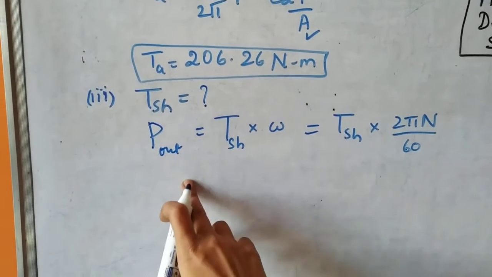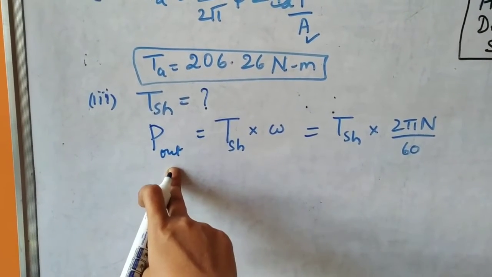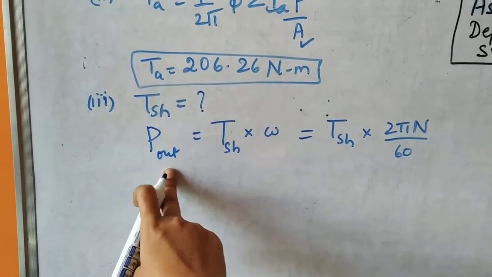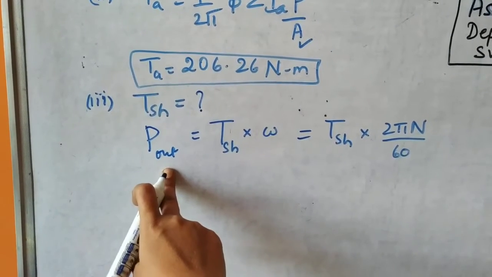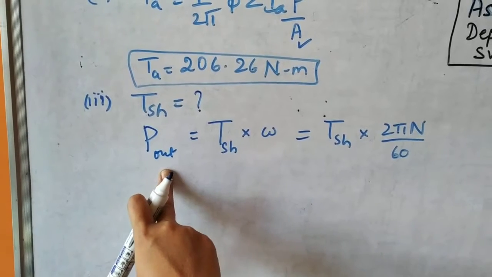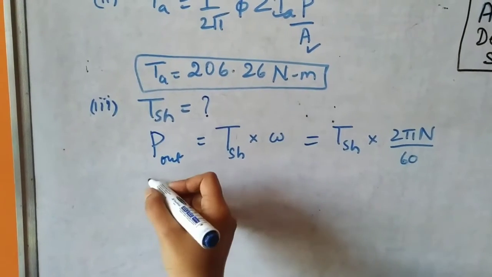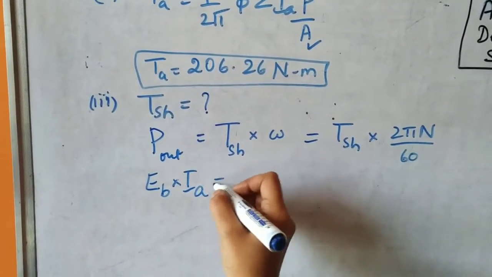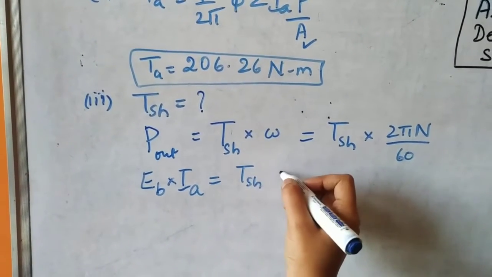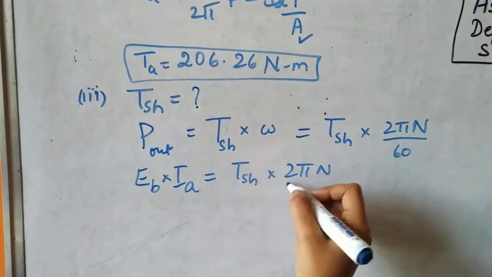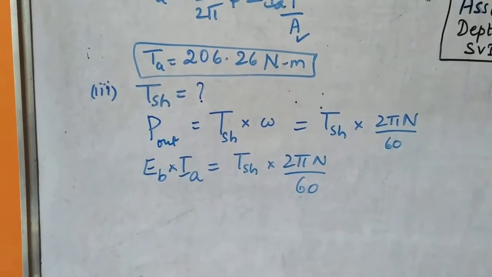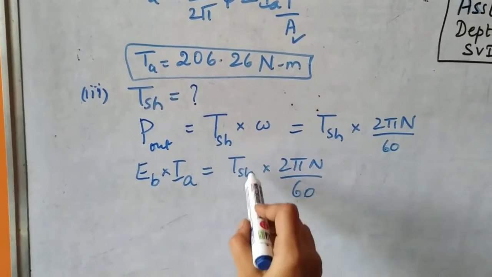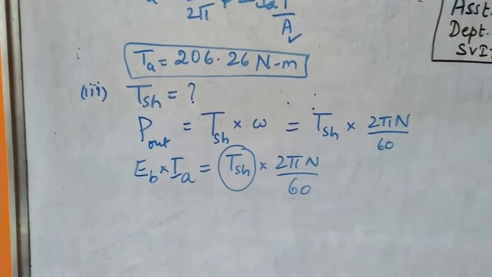Here, what is the output power in the motor? It is nothing but the product of the voltage and current, right? What voltage are you getting from the output of the motor? It is nothing but the back EMF, right? So it will be the product of the back EMF multiplied by the armature current, which is equal to T shaft into 2 pi n divided by 60. We know all these values, right? So after getting these values, we can determine the shaft torque.